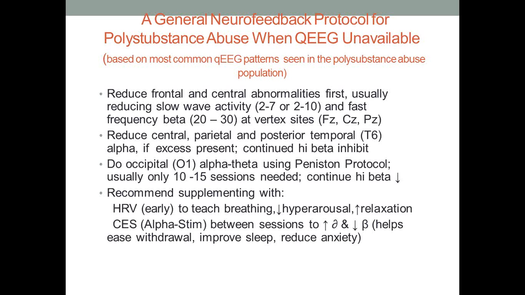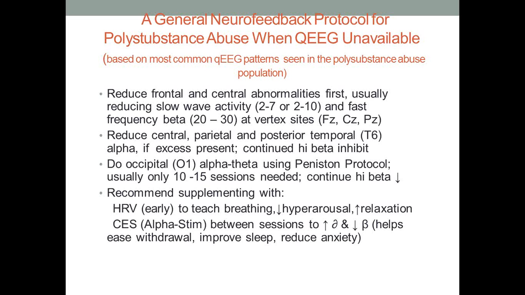Reduce the central parietal and posterior temporal T6 alpha if excess present, and continued high beta inhibit. I usually use a high beta inhibit on pretty much everything I do. I call it my safety valve, and I may not put it into the protocol real stringent, but I always let it be there because what I don't want to have happen is, in a sense, trying to lower those slower frequencies that electrical activity may decide to start to move into the high beta range.